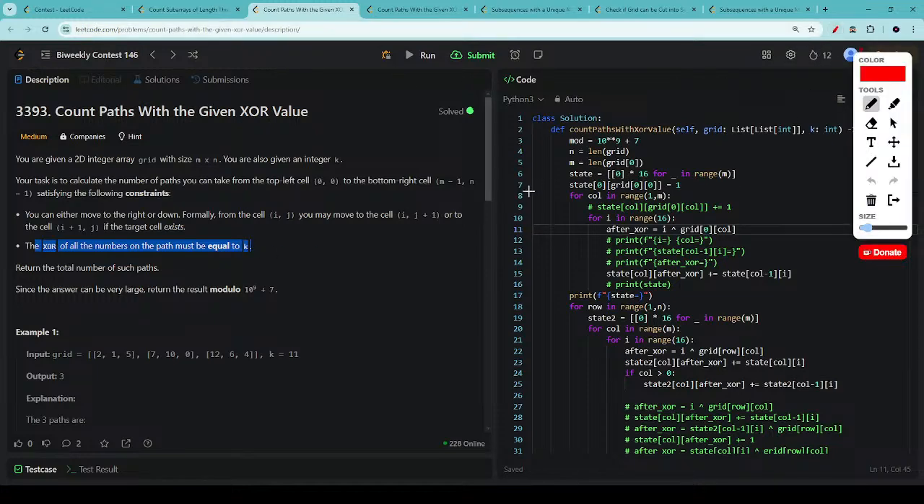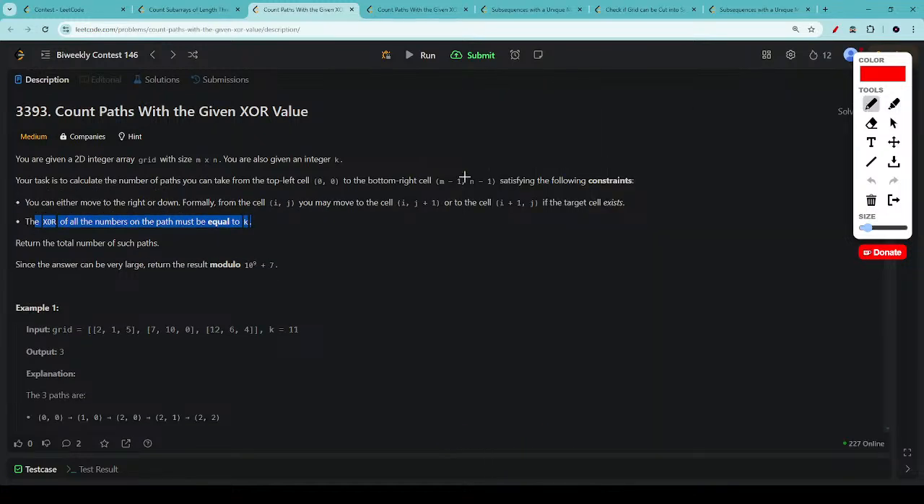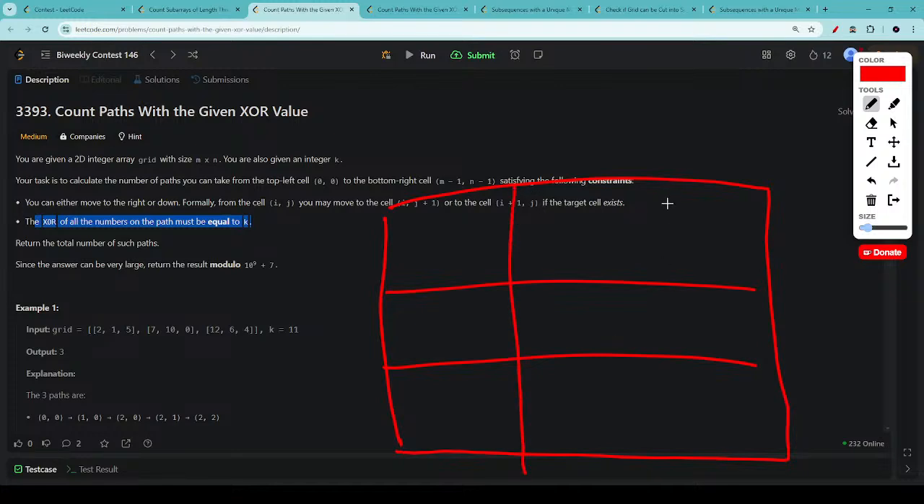So the basic idea here is you think of this as a grid. And you start from top left hand corner, this guy right here. You can move right or down. So you can move like this. You can move like this. You can move down, right. You can move down, right. And you want to go from here to here, top left to bottom right. And you want to count how many ways you can get there, such that the XOR of the numbers on the way is equal to k.